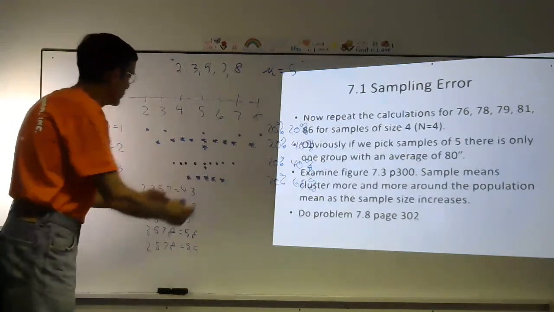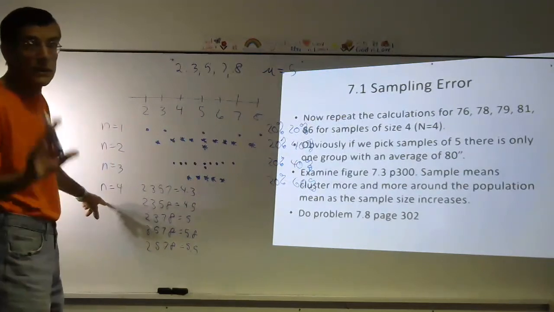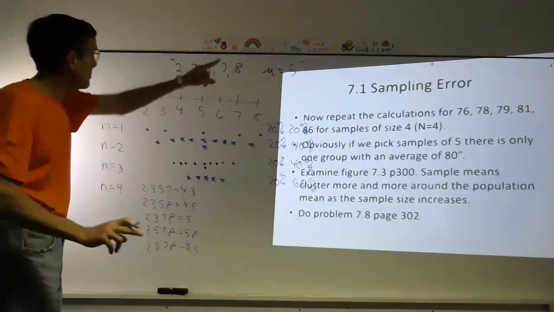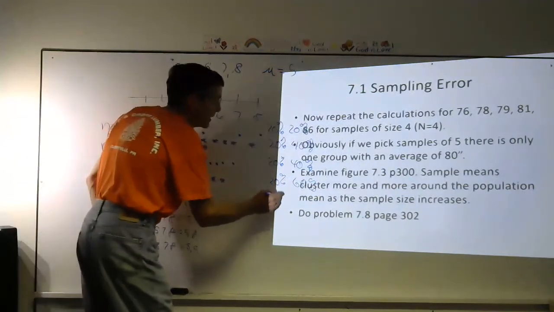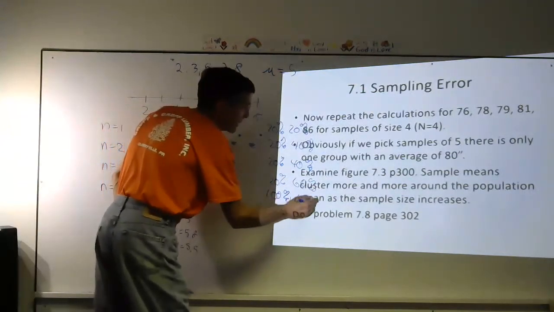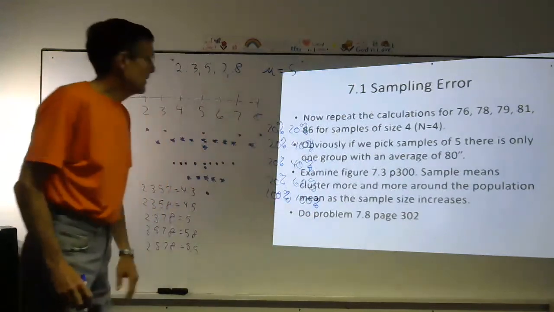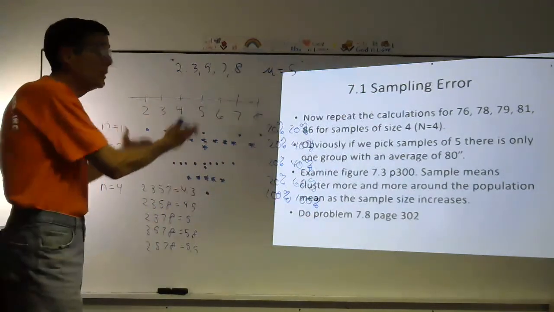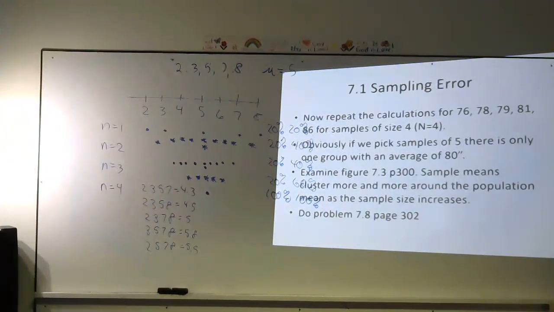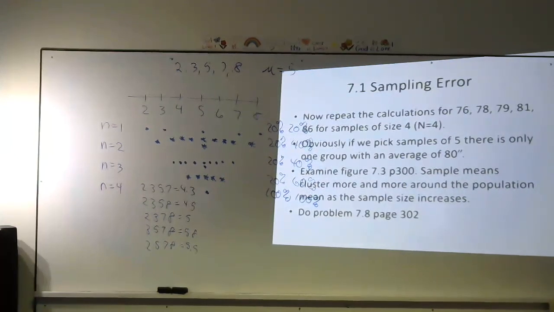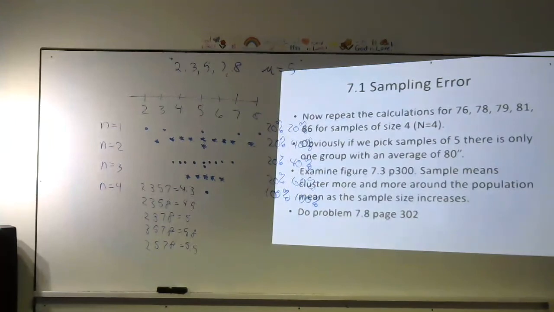It's more clustered. If we go to 5, there's only one group and it has a mean of 5. So that is 100% and 100%. Okay? You need to be able to make inverted pyramids like this to demonstrate that you understand as you increase sample size, you get closer and closer to the population mean, and it's much more accurate.